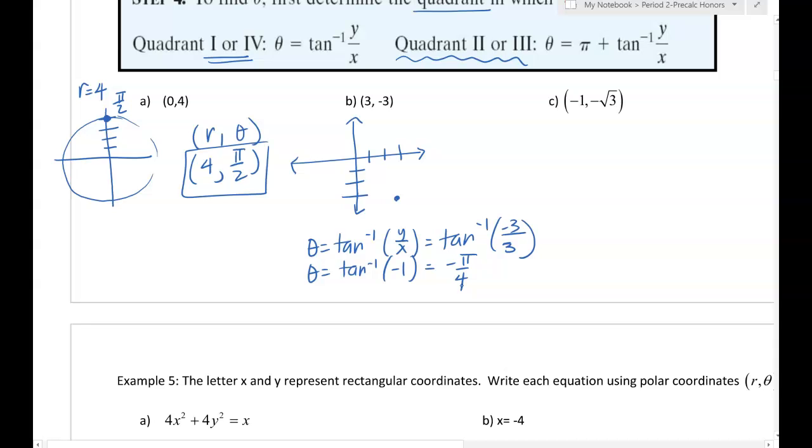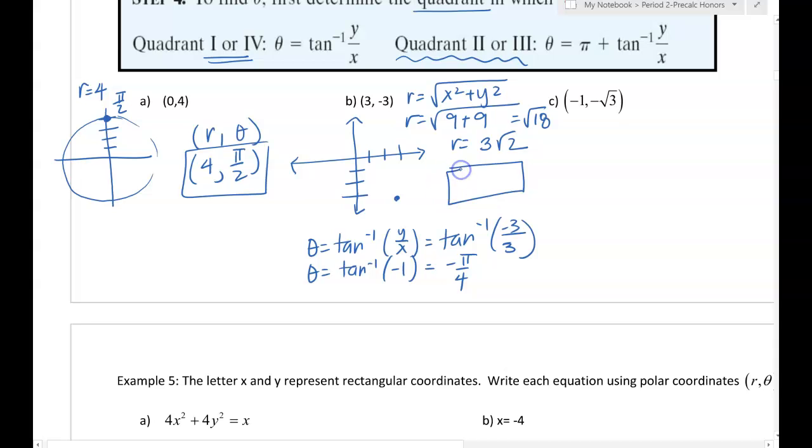Now let's find the radius. To find the radius, we will use r equals the square root of x squared plus y squared. The radius is going to be 3 squared, which is 9, plus negative 3 squared, which is also 9. That gives me the square root of 18, which simplifies down to 3 radical 2. So I have an answer. Remember, it's always radius comma theta. The radius is 3 radical 2, and theta is negative pi over 4. I need a bit more space in that box. There you go.